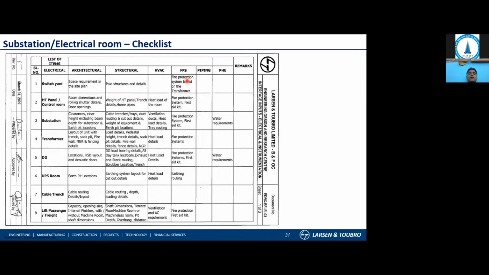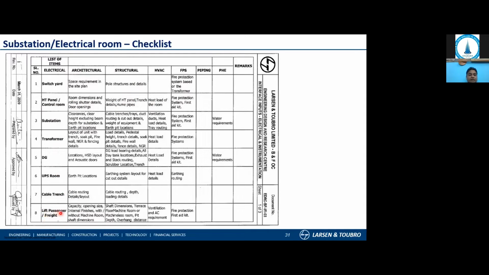As I told, for the power transformer, I need to go for fire protection based on either water or gas. So I need to coordinate with these three people to ensure that my switchyard is compliant with the statutory code, and at the same time it is appealing to the architect, so that I am not spoiling his elevation. Similarly, for the HT panel room I need to coordinate with four people. Same way for the transformer and DG.